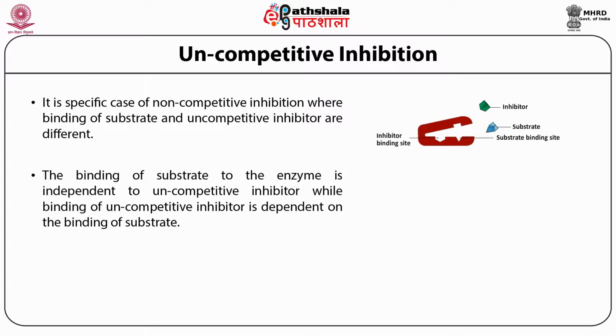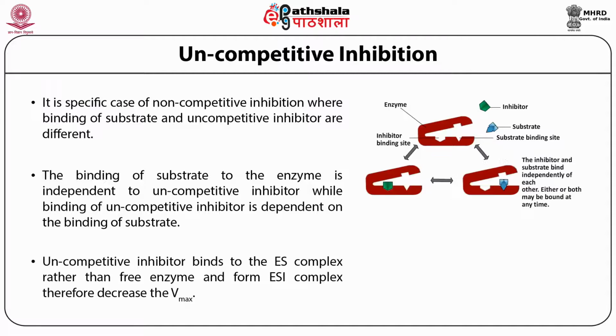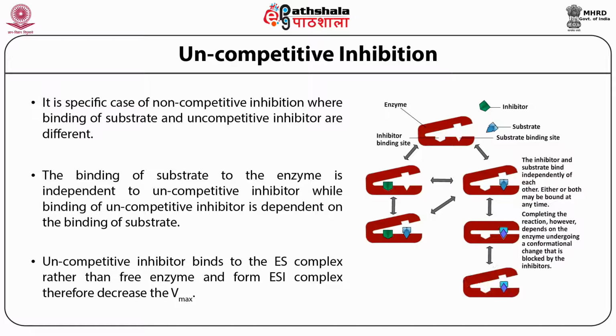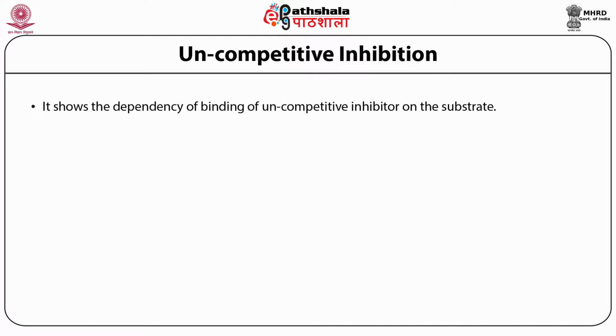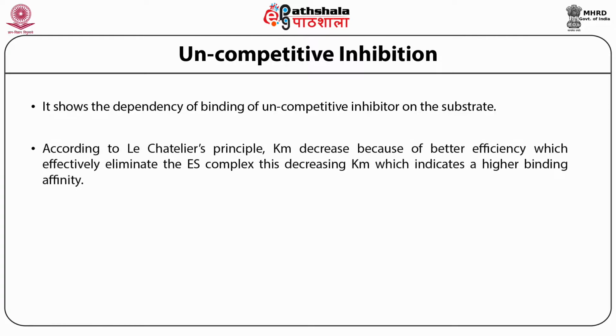In this way, because the binding of the uncompetitive inhibitor is influenced by the substrate, the Km will alter. At the same time, the ESI complex which is formed will not form product, therefore Vmax will also alter. What is the reason for the uncompetitive inhibitor to alter the Km? If you remember the Le Chatelier principle, here we have enzyme combined with a substrate producing the ES complex, and the ES complex is going to bind with the inhibitor, the uncompetitive inhibitor, and be converted into the ESI complex.